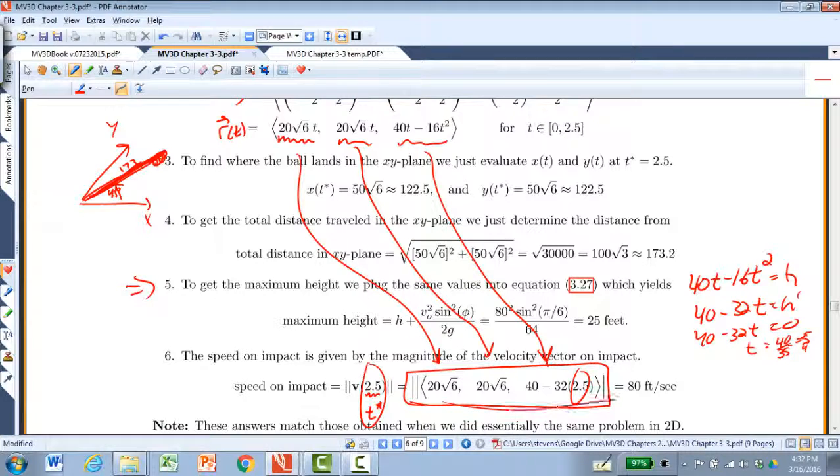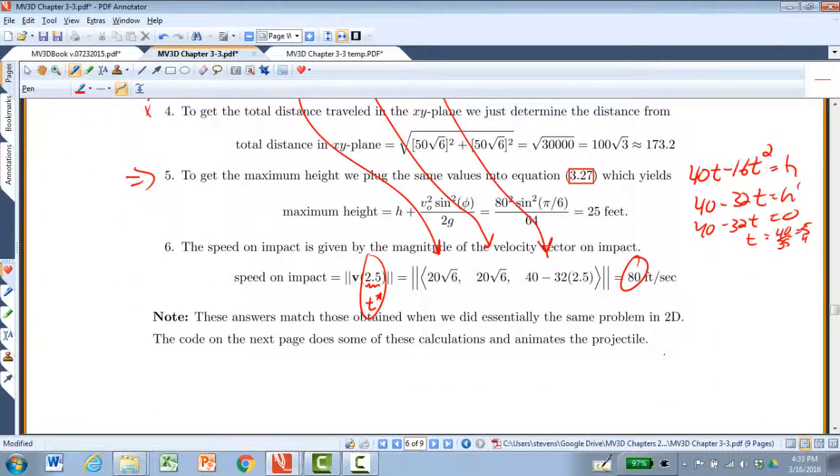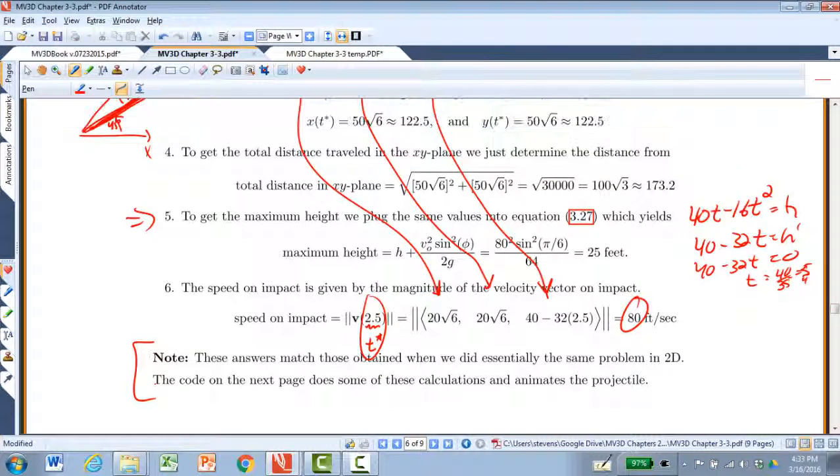And when you take all these numbers, square them, add them together, and then take the square root, you actually get 80. So the speed when it hits the ground is 80 feet per second. And it's worth noting, we did this in the last video over the first half of this chapter, and we got essentially the exact same content. We got 80 feet per second on collision. That was the speed. We got the total distance covered was the same.